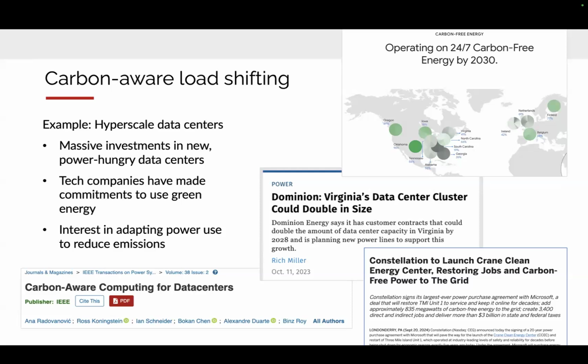That brings us to the question of carbon-aware load shifting. The example I'm going to bring is based on hyperscale data centers. This is against the backdrop of current investments in massive new power-hungry data centers. We also know that many tech companies have made commitments to use green energy, and there is interest in that industry in seeing whether it's possible to adapt power use to reduce emissions.